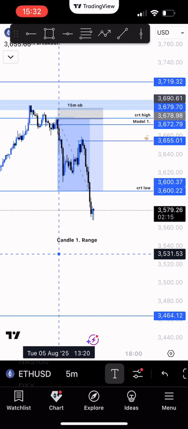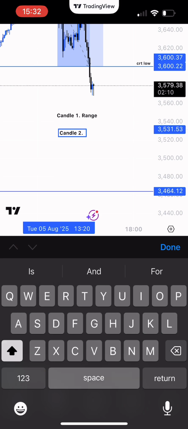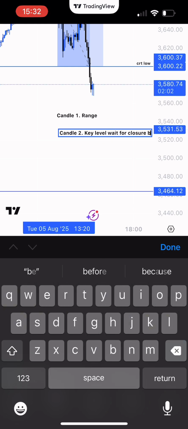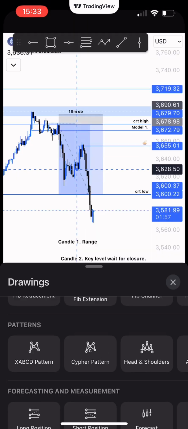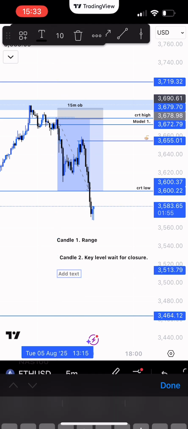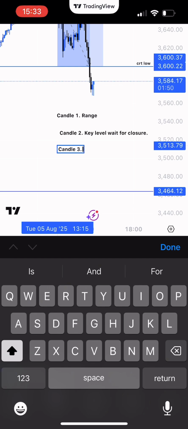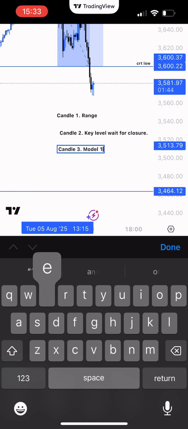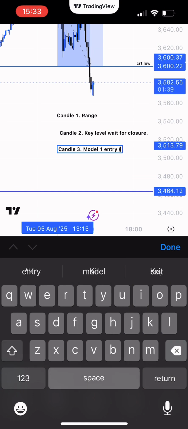So we have candle 1 is the range, candle 2 is where we wait for it to tap into a key level and get a closure below. That's our confirmation the price wants to move lower. And then candle 3, we look for an entry, be in model 1, or you can catch the final turtle soup dumping to the target.